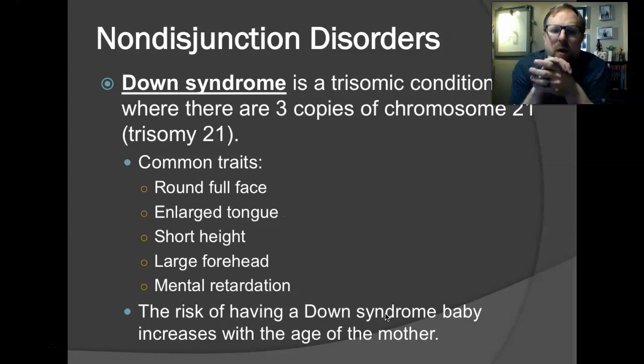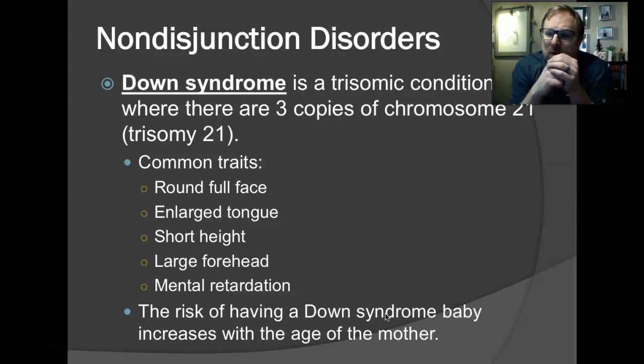They appear to have rounder, fuller faces. They tend to have an enlarged tongue, which makes speech difficult for them. They tend to be relatively shorter in height. A large forehead, and they have some sort of cognitive delay or mental retardation associated with Down syndrome.